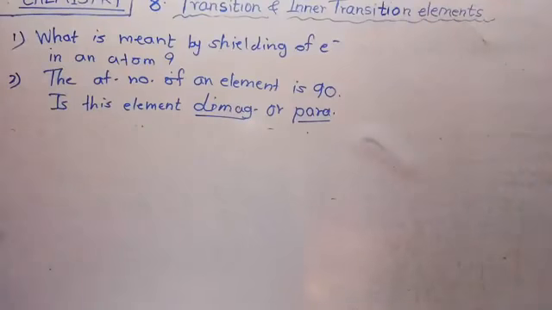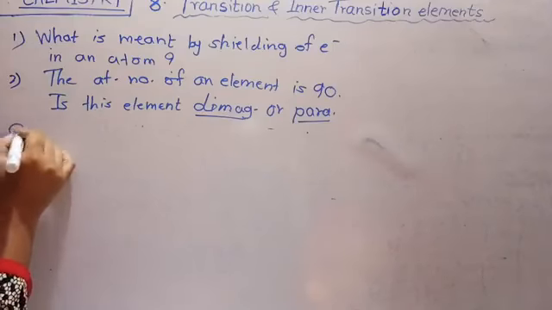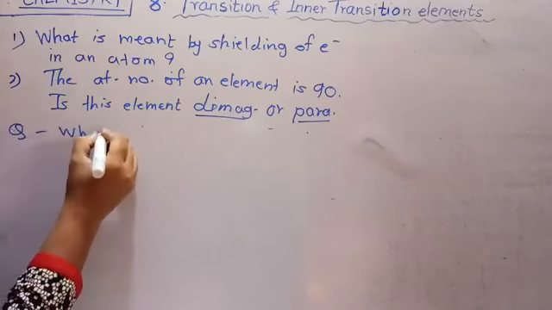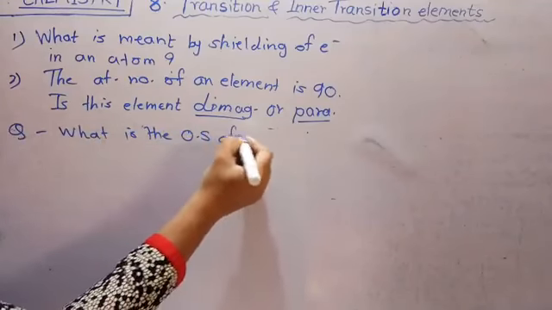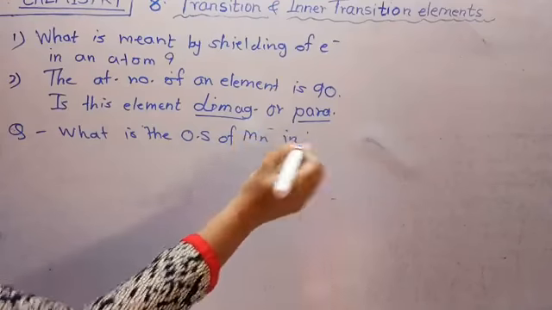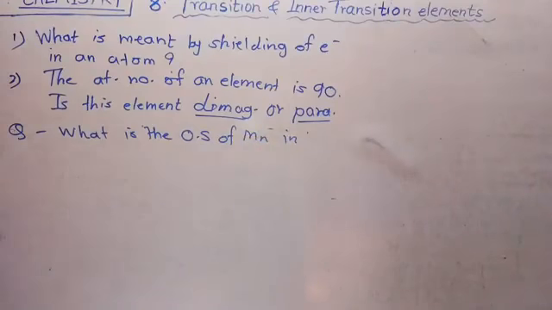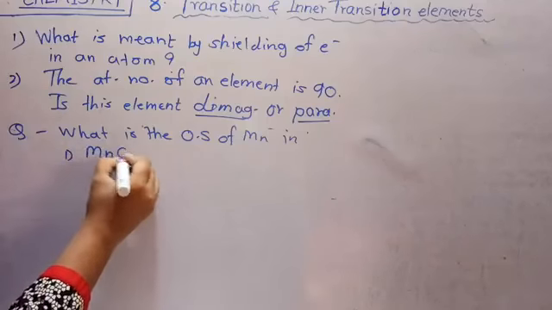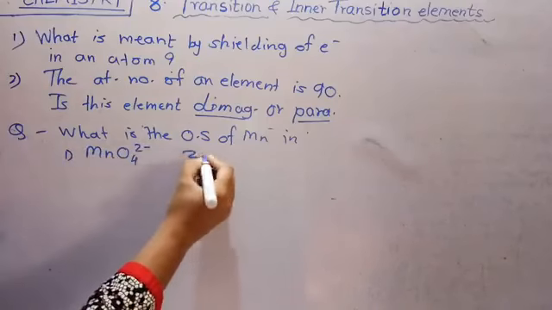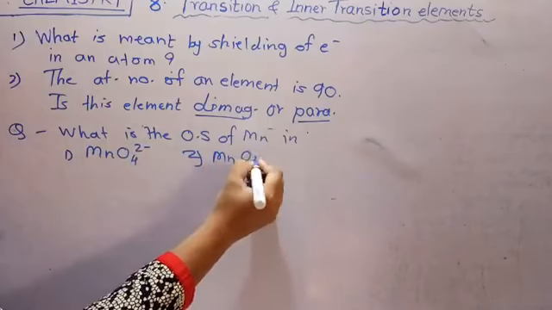Then see, there is the next question. What are the oxidation states of manganese in these? There are 2 ions given. First is manganate and second is permanganate: MnO4 2-, and second is MnO4-.